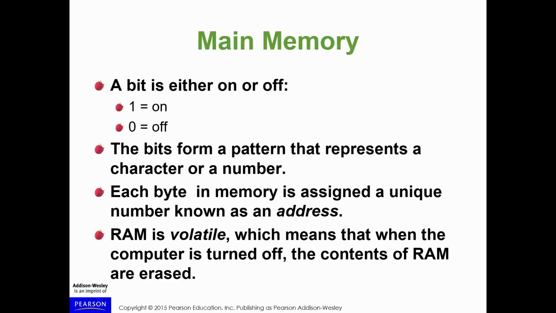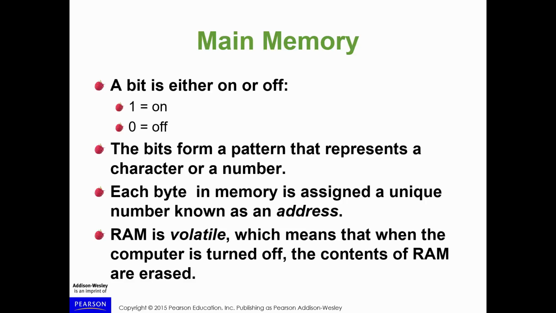Each of these 8 sets of bits represents a character or a number. Now, please take a look at that third bullet here. Each byte in memory is assigned a unique number known as an address. In much the same way, each student at Rankin Technical College is given a couple different things. You're all given some kind of an ID number, and you're all given your own unique Rankin email address.